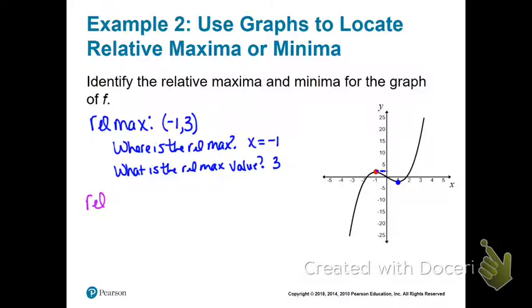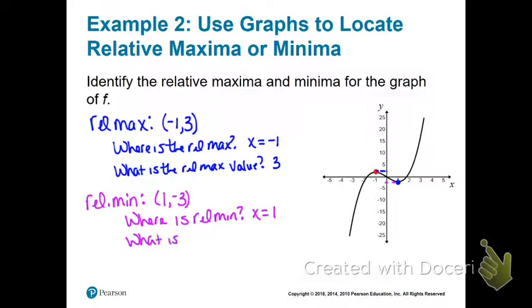All right, do we have any relative minimum? We do. We can see we have a valley where that blue dot is. And so we're going to guesstimate its ordered pair again. So say 1 and let's do -3. And again, let's answer the same questions. Where is the relative minimum? You would tell me at x equals 1. And what is the relative minimum value? You would tell me -3.